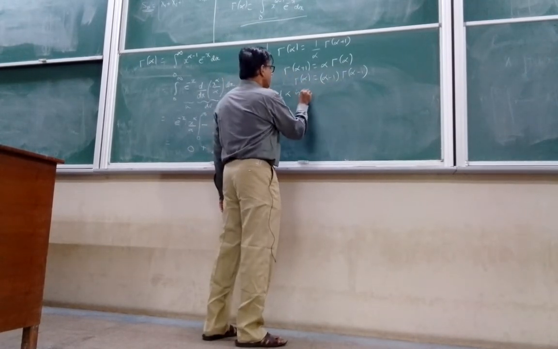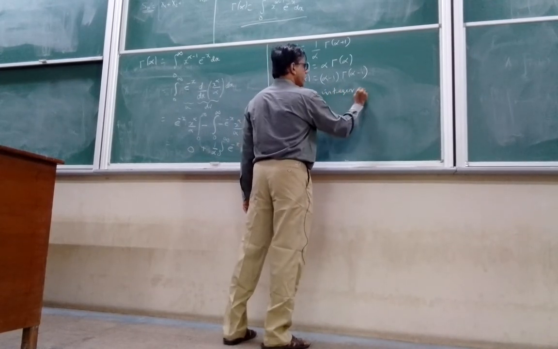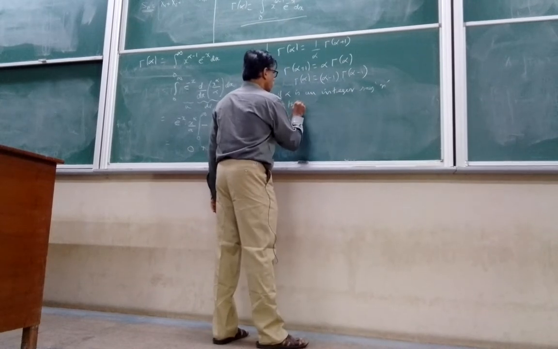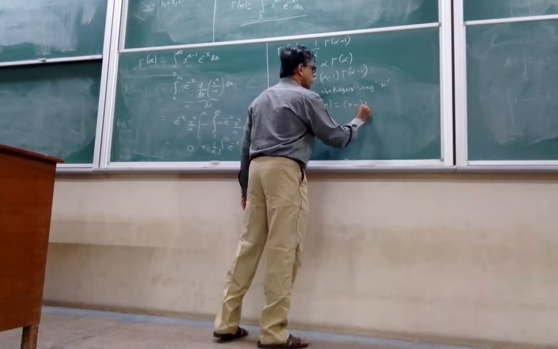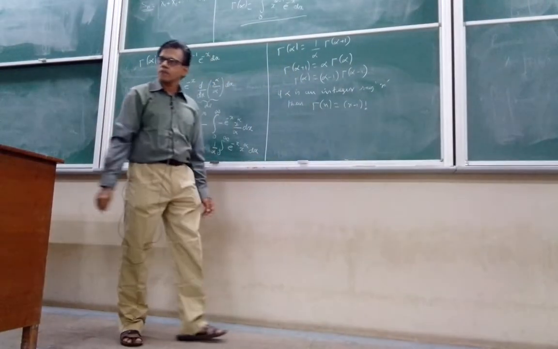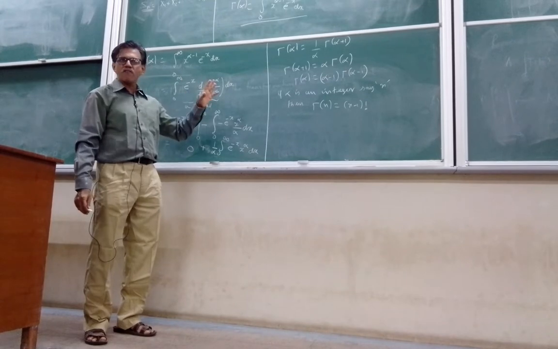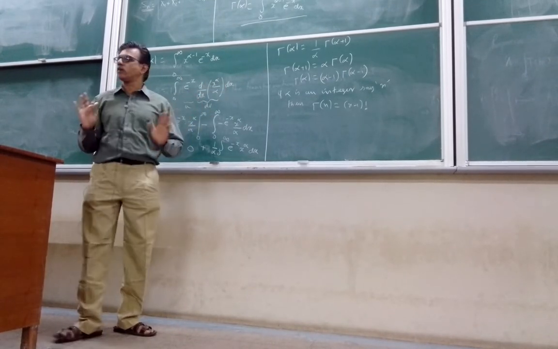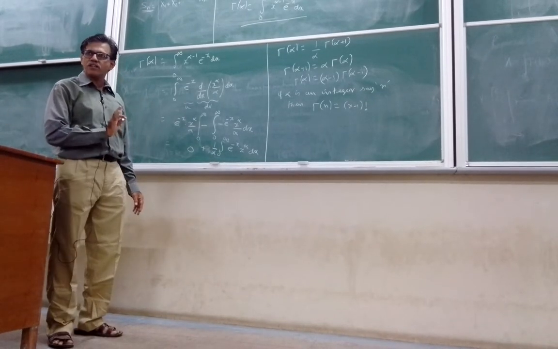In fact, if alpha can be a real number, the gamma function follows this. If alpha is an integer, say n, then gamma of n is nothing but n minus 1 factorial. So the gamma function is a function which is a generalization of the factorial function. That's all. A generalization of the factorial function.